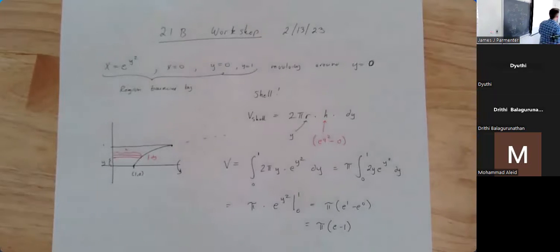Let me look at the question one more time, just to make sure we're not missing a really important fact. Huh, it's just pi. And that's why it's a little bit weird. Problem 13: the volume of a solid generated when the region bounded by x equals e to the y squared and the lines y equals 0, x equals 0, and y equals 1. But no, I think they're right.